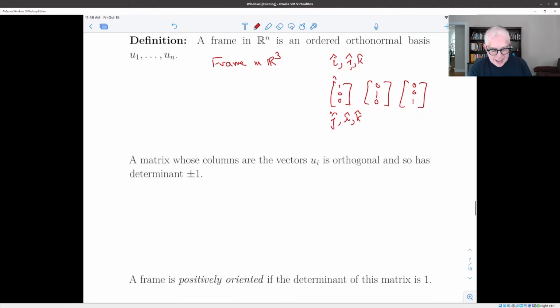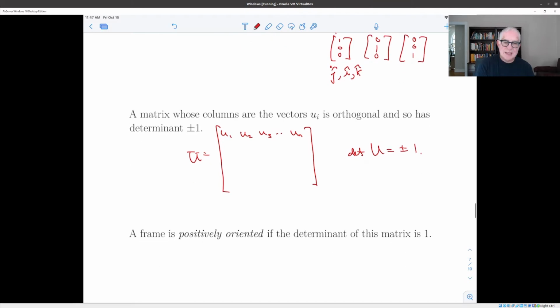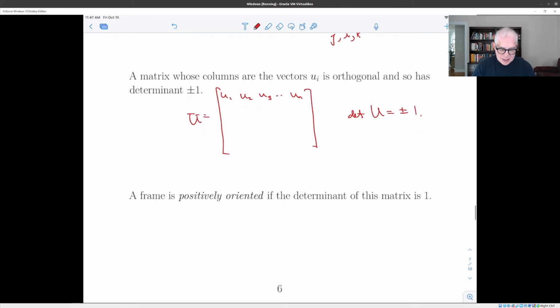Now, if you have a frame, so you have an orthonormal basis in order, you can make a matrix. And the matrix you can make has columns given by the vectors, in the order that they're given. So you would take your vector u1 as your first column, and u2 and u3 and so forth out to un. And as we've seen, a matrix whose columns are orthonormal vectors is an orthogonal matrix, and its determinant has to be plus or minus 1. We're going to say that the frame is positively oriented if its determinant is 1, and negatively oriented if its determinant is minus 1.